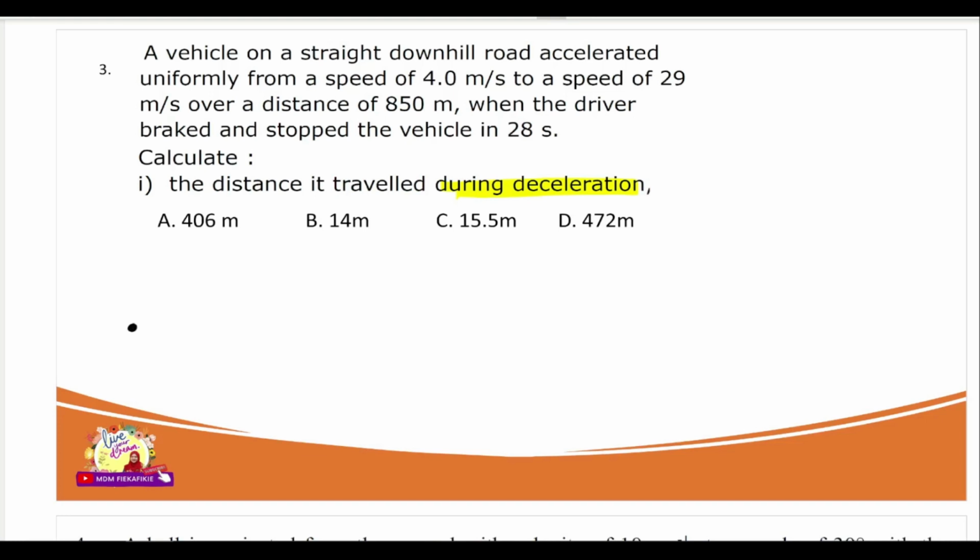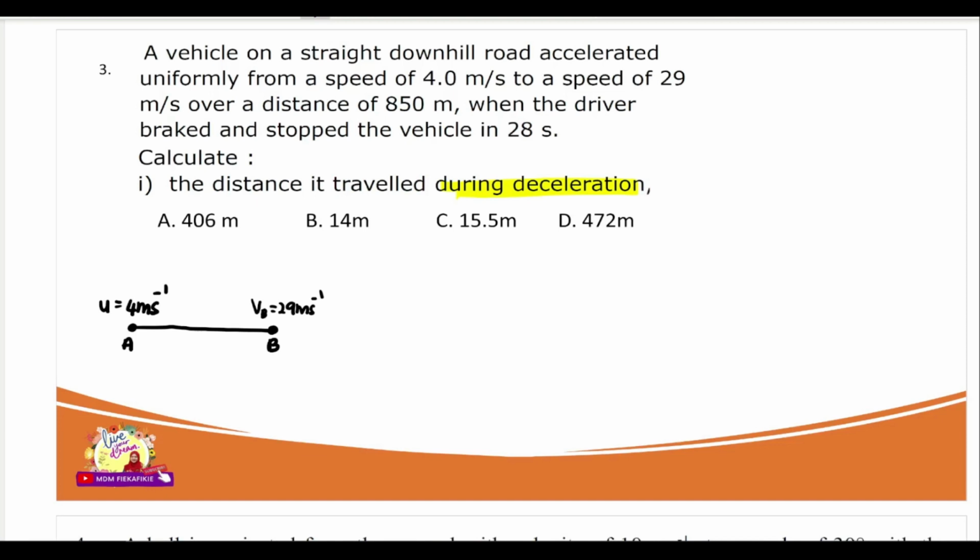So, let's say we have point A. So, start from point A. Let's say U, the initial speed, is given as 4 meter per second. And then accelerated uniformly until 29 meter per second. Okay, let's say this is A and this is B. So we have VB, which is equal to 29 meter per second. Okay, and given that the distance SAB, from A to B, is 850 meter.